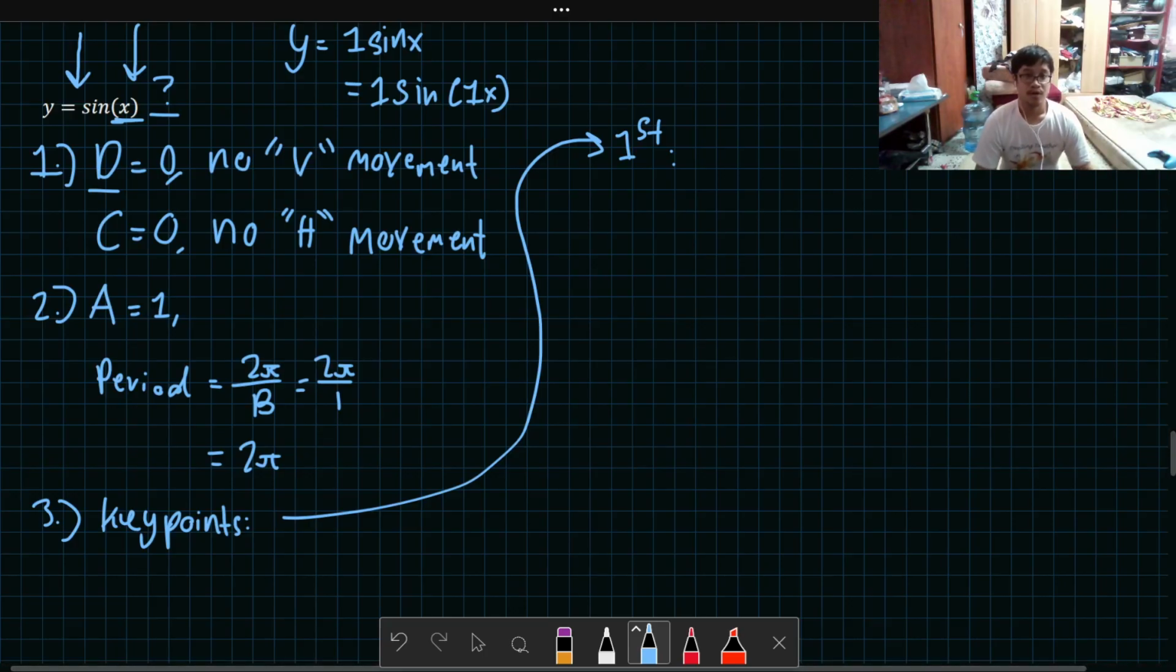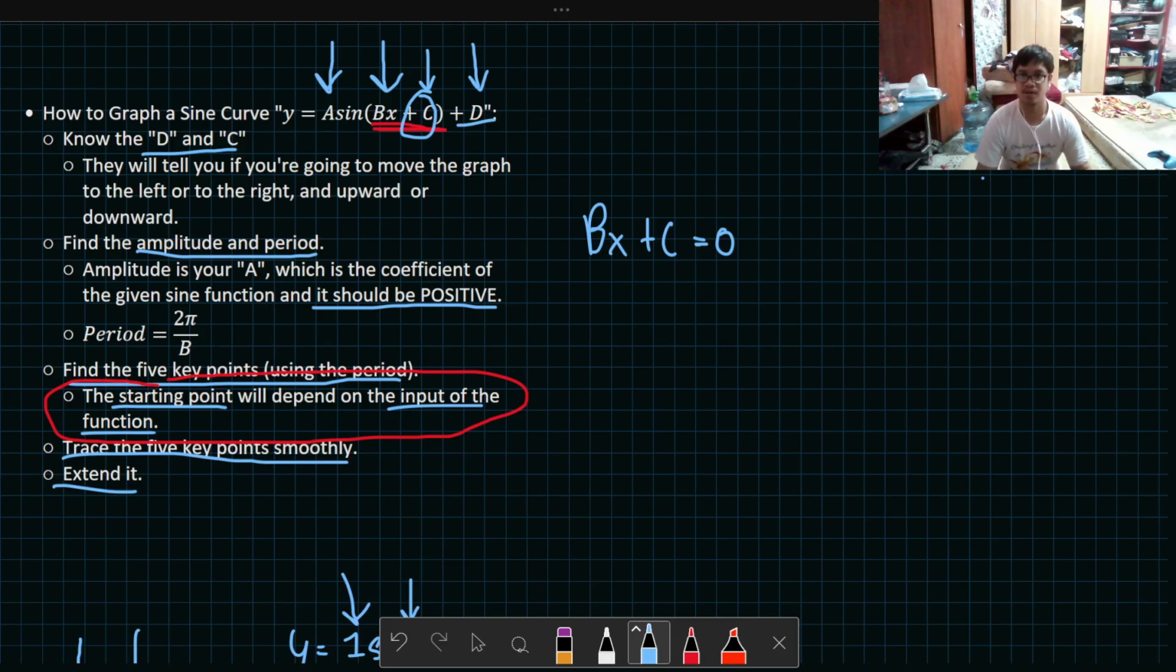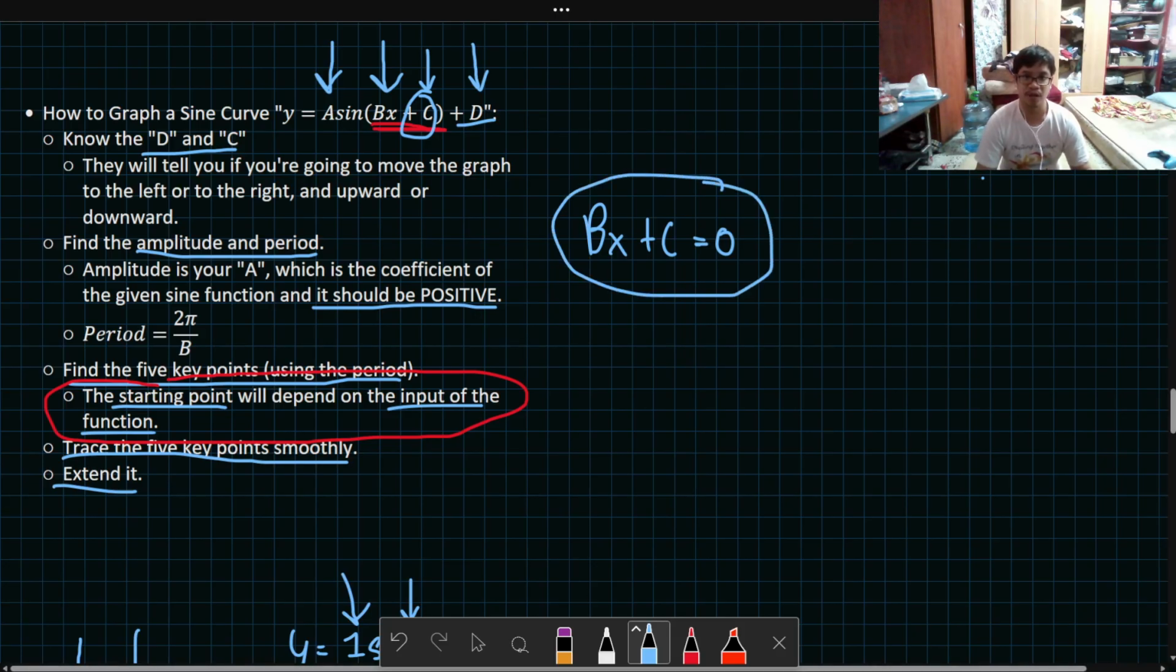Why? For us to find the first key point, we're going to find the zeros of your input. What I mean is that we have bx plus c as the input of your sine function. So finding the zero means you equate the input to zero, then you find the x. Now, here's the question: why equate it to zero?